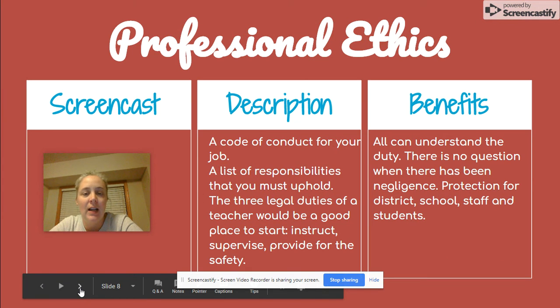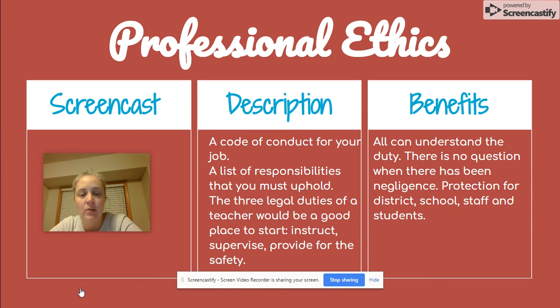The need for professional ethics. Professional ethics is just like a code of conduct for your job, a list of responsibilities that you must uphold. While doing our reading, teachers are held to 3 legal duties, and this would be a good place to start. We must instruct, supervise, and provide for the safety of children. The benefits of this would be all can understand the duty. There's no question when there's been negligence, and it would be a protection in place for the district, school staff, and students.